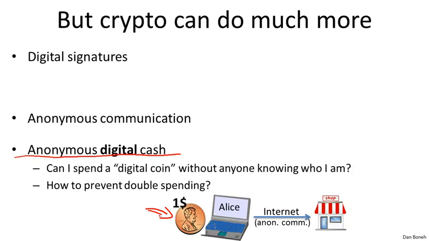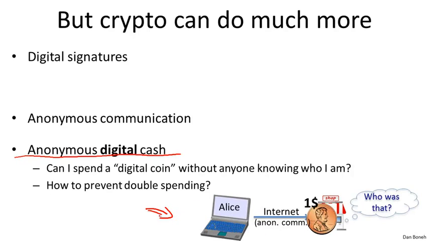Now, what we'd like to do is make it so that when Alice spends her coin at the bookstore, the bookstore would have no idea who Alice is. So we provide the same anonymity that we get from physical cash.